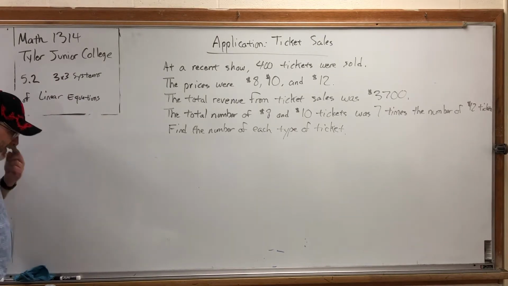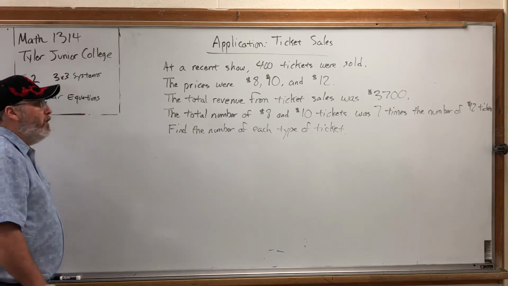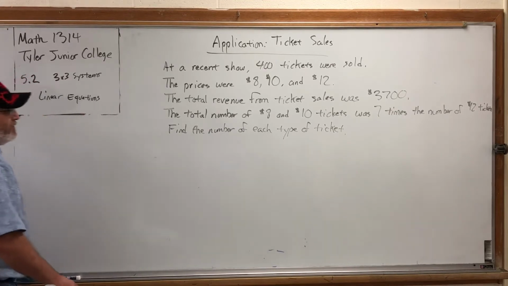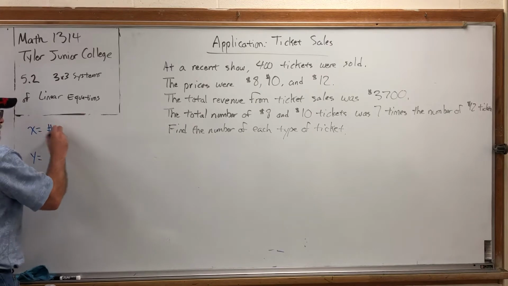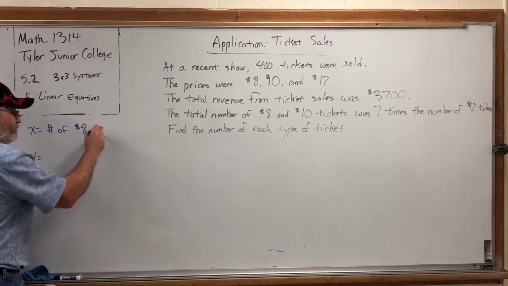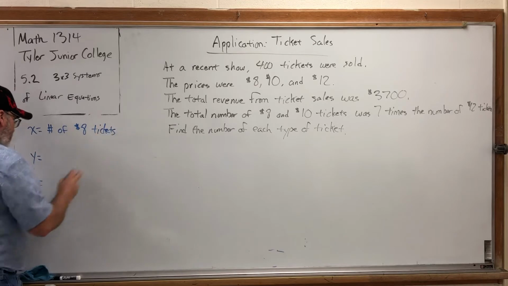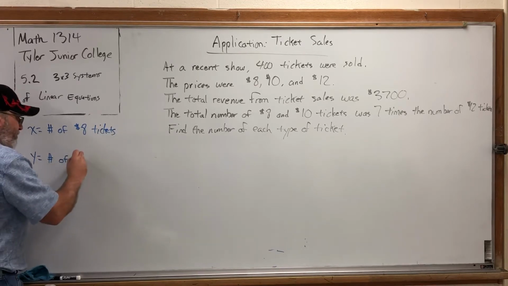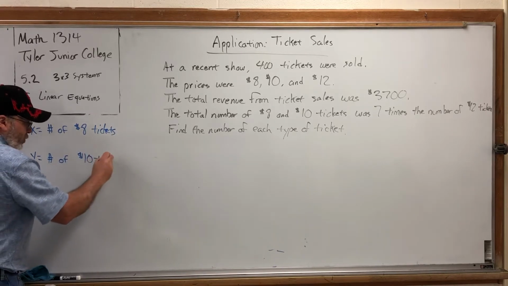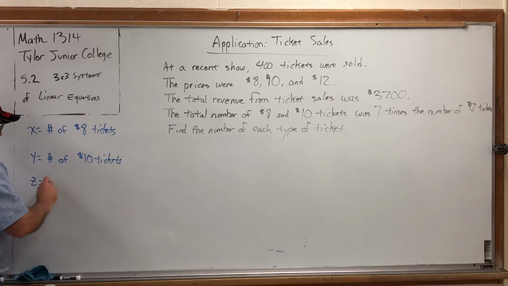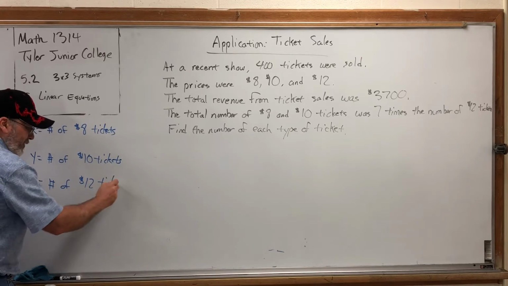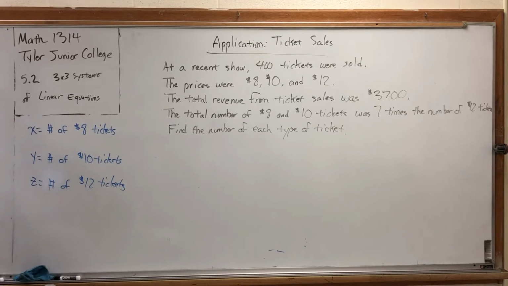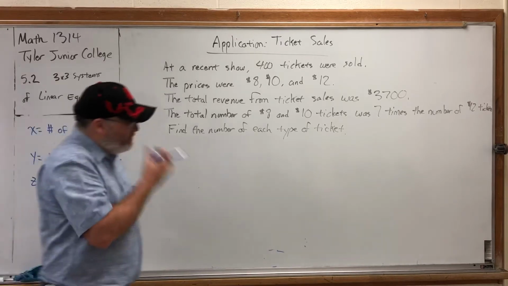First, we need to represent each value that we want to know with a variable. We want to know the number of each type of ticket, and since there are 3 types of tickets, let's have an X, a Y, and a Z. X will be the number of $8 tickets. Y would be the number of $10 tickets, because that's what we're defining it as. And Z will be defined as the number of $12 tickets. The names of the variables are completely arbitrary as long as they're well defined. So what equations can we write?